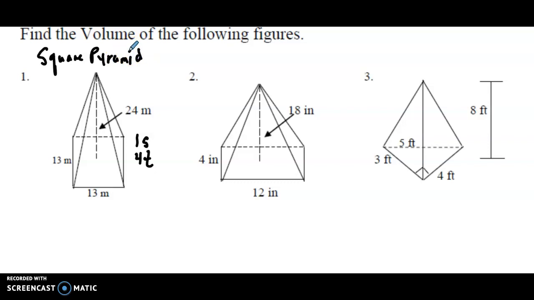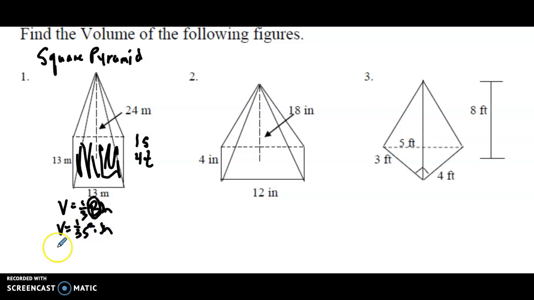All right, the square is our base. We can color that in if we want to make sure that we're focused on it. Volume equals 1/3 BH. And again, the same thing that we did before, we're going to do now. We're going to plug in the formula for B. And it's a square, so it'll be S squared. And V equals 1/3 times the side of the square is 13 squared.